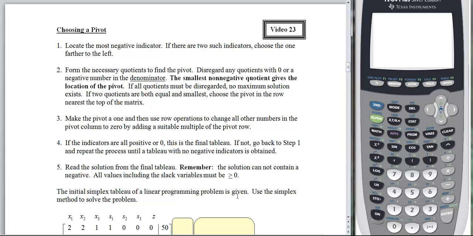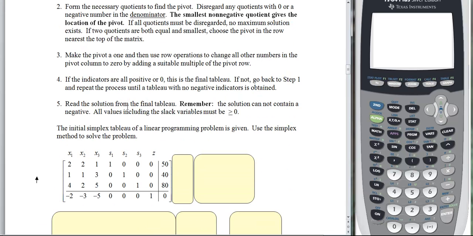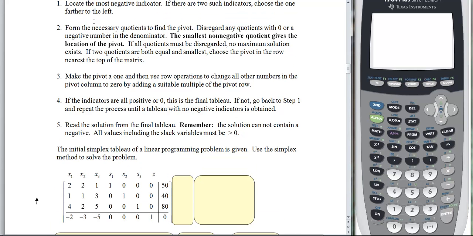So the initial simplex tableau of a linear programming problem is given. So we're going to follow this procedure and solve it. So first thing, locate most negative number. So my most negative number is going to be right here. I'm going to go do my necessary quotients. I'm going to do 50 divided by 1.